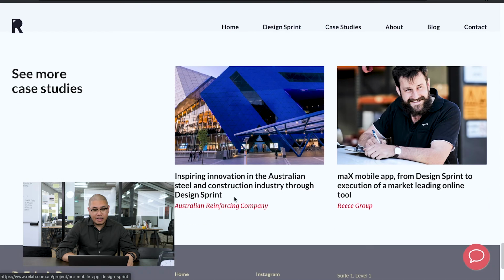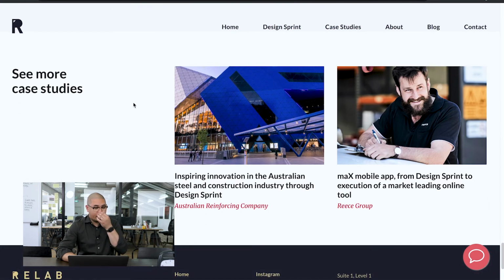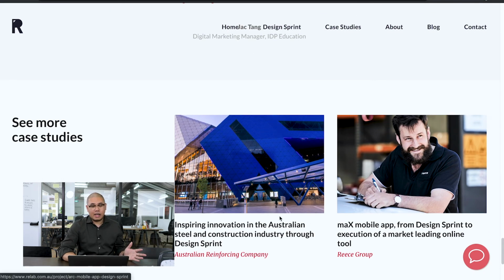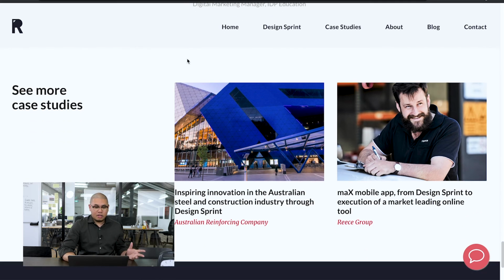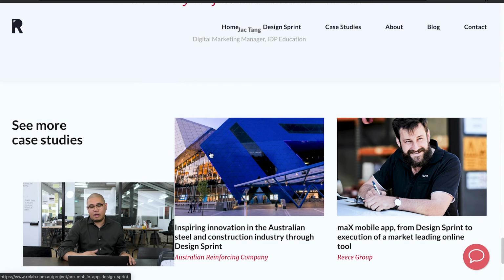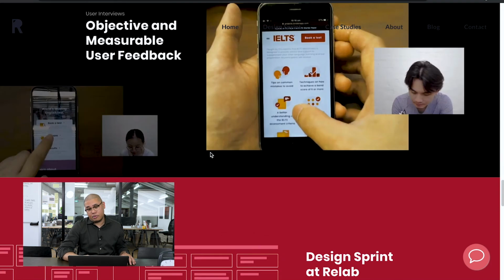So that was mainly it, and then I've provided more case study examples that have something to do with this process. Another one is the Australian Reinforcing Company, another one is from Reese, and that's all design sprint.